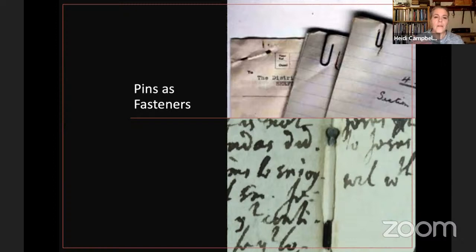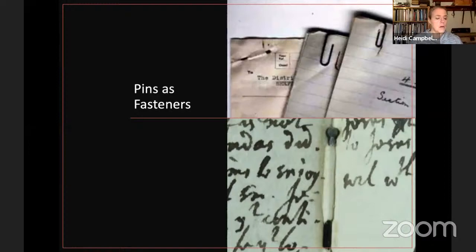Just so that you know, the stapler and the paper clip that you see here, those two inventions didn't come along until the very end of the 19th century. And so well into the 20th century, we're seeing pins still holding papers together. It is something that I think today we don't really think about that much when we see pins holding things together and we wonder why don't they use a paperclip? Because for most of history, we didn't have those.